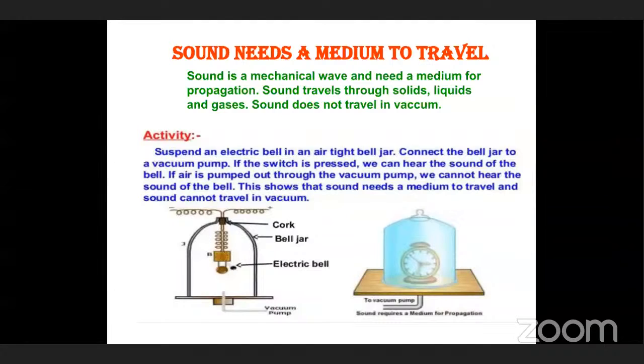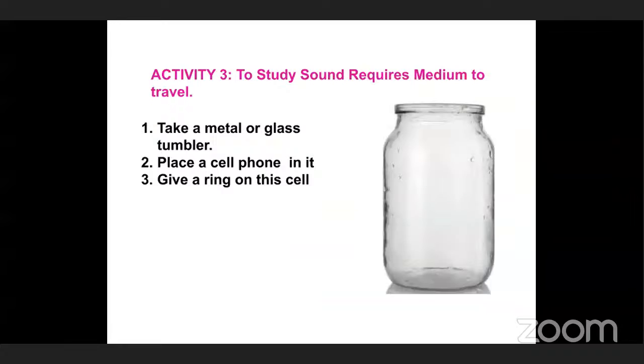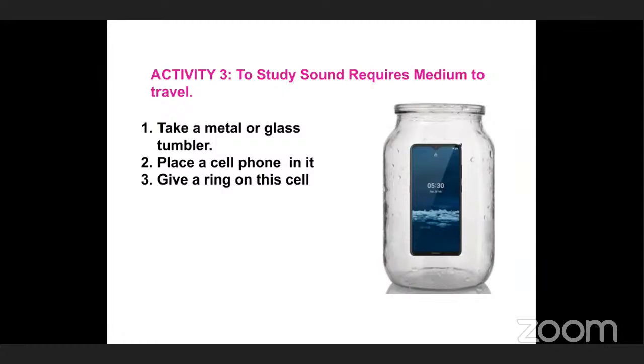Students, this activity can be conducted only in the lab. But if we want to verify at home that sound needs a medium to travel, in this situation, in our online education situation, there is one small activity you can perform at home. But now you are going to make your imagination strong. Okay. So here we'll take a metal or glass tumbler. In that, I'm going to place a cell phone. Now I'll ask my friend to give a call on this cell phone.